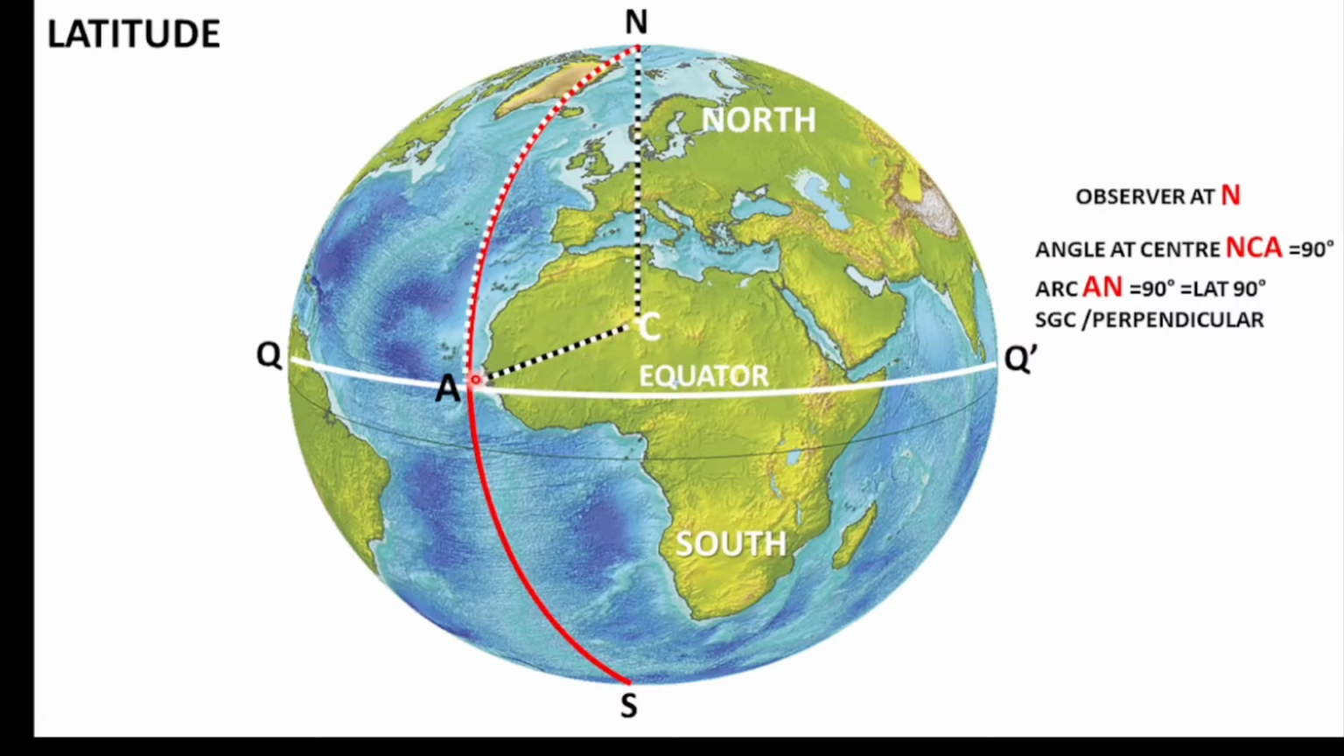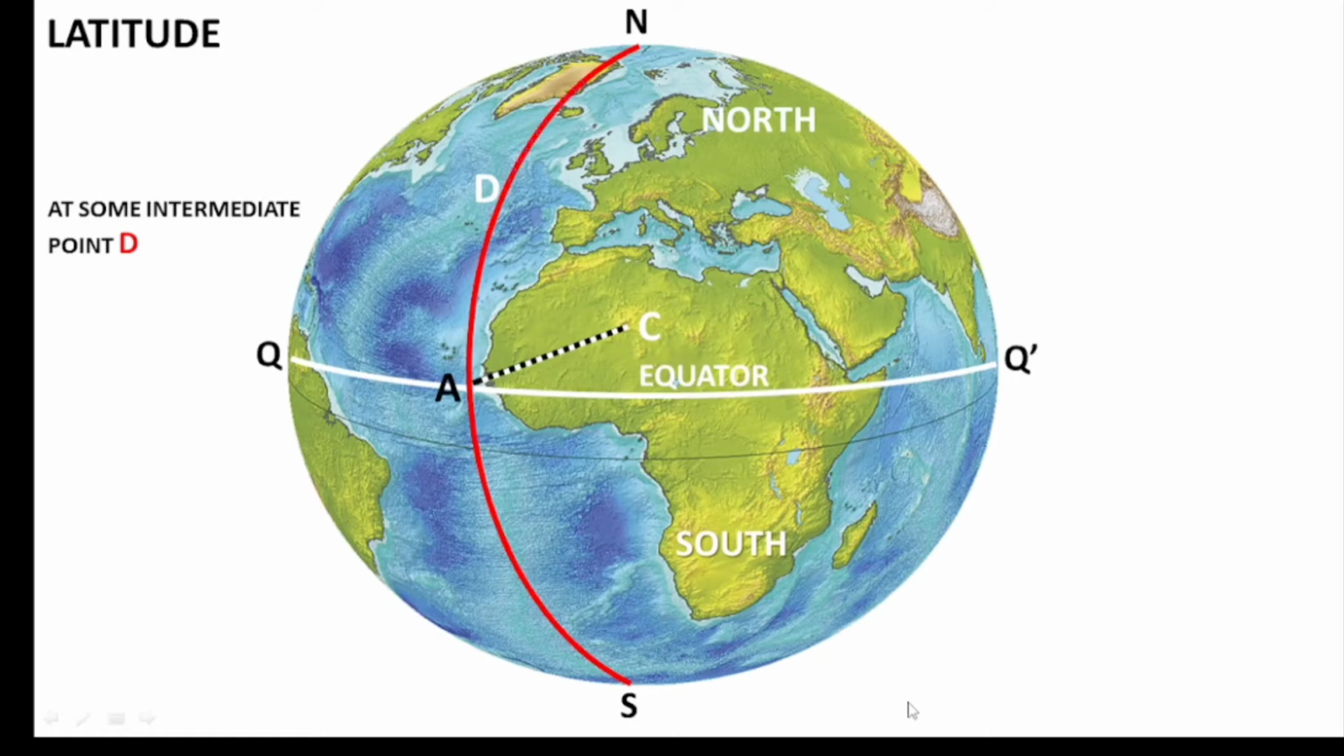We already said that the equator is 90 degrees to the axis here. So the angle formed here will be 90. And the meridian is 180, as we have already defined it as a semicircle. And the equator divides it into two equal halves, north and south. So this must be 90. So the arc and angle formed is 90 degrees. So your latitude becomes 90 degrees north.